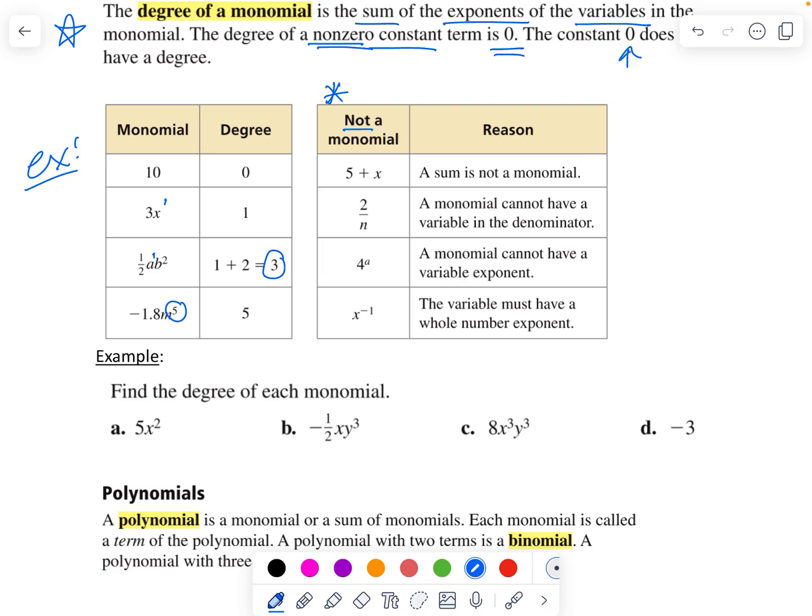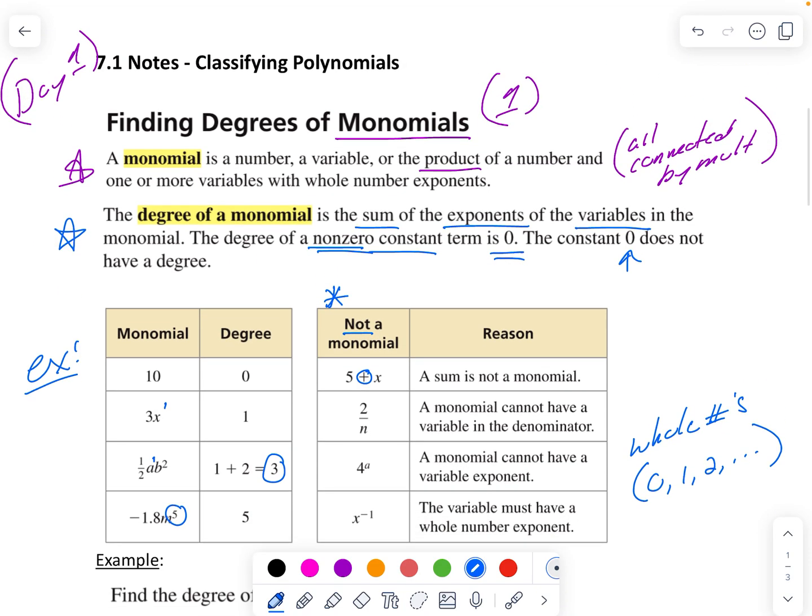Now, on the right here, these are not a monomial. Remember, a monomial is all connected by multiplication, so that addition sign makes it not a monomial. You can't have a variable in the denominator. You can't have a variable exponent. And the variable must have a whole number exponent. And whole numbers are 0, 1, 2, ... No negatives. I want to emphasize that up here, whole number exponents. No negative exponents.